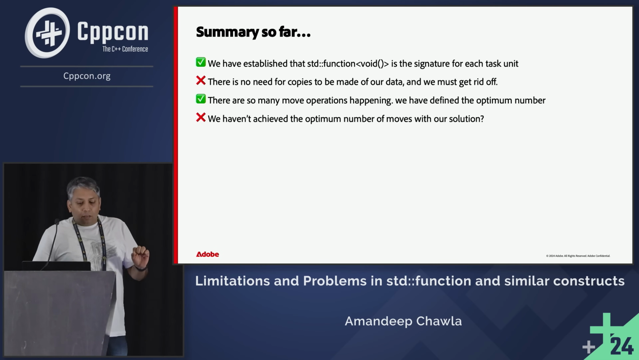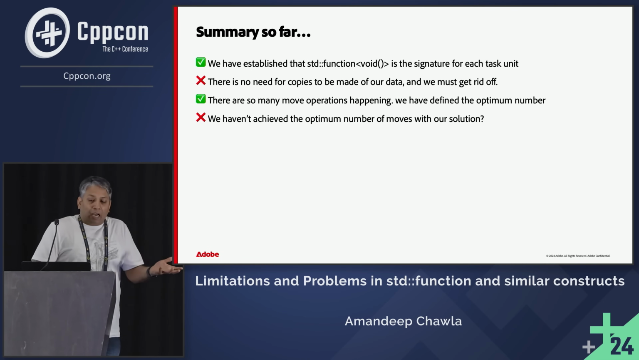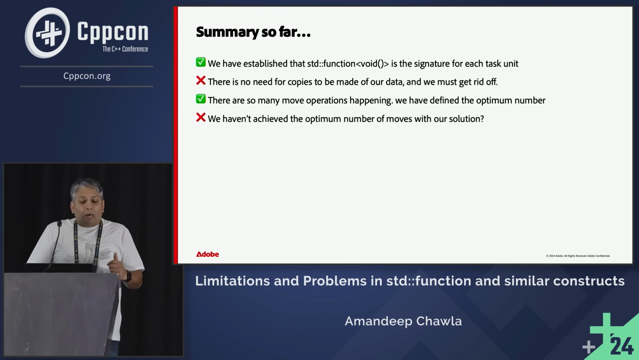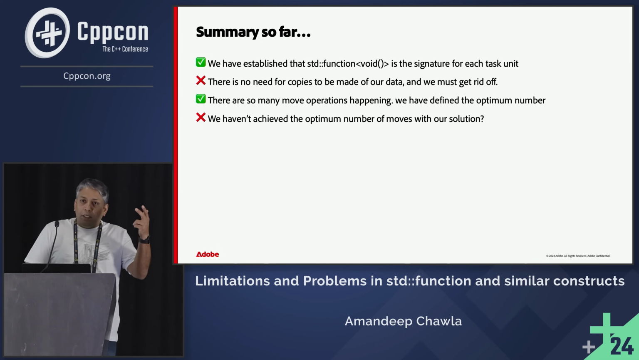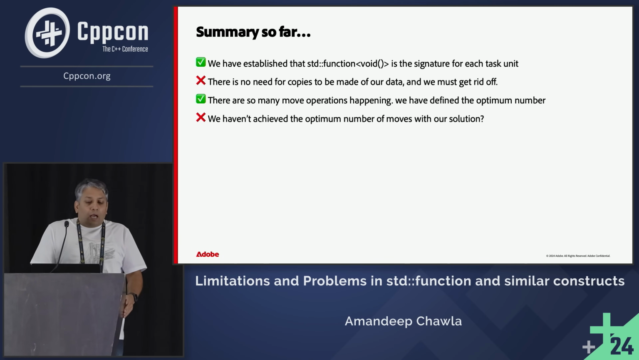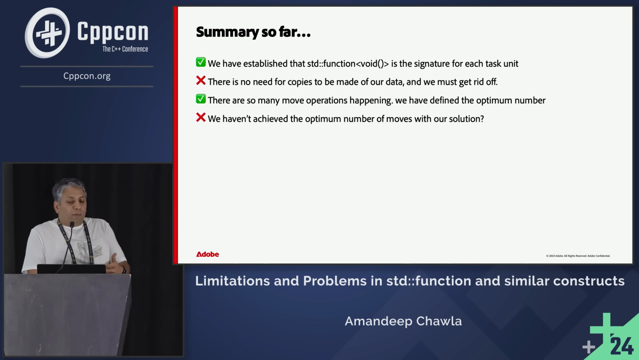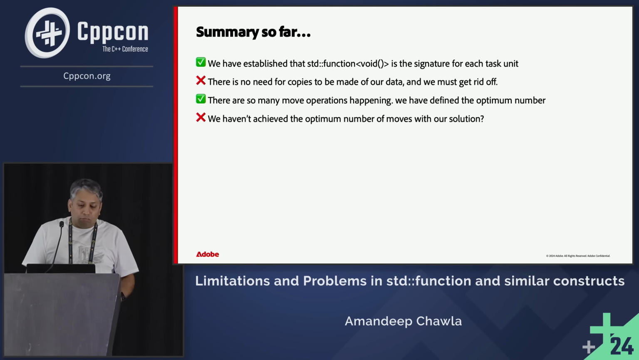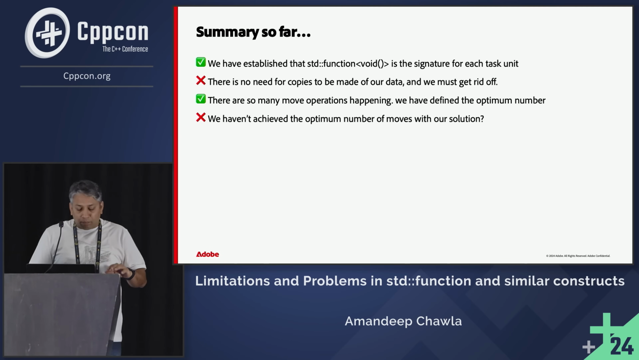Any other questions? Good. So, summary so far. First one is done. With our solution, we haven't yet been able to resolve copies. But what we have been able to establish is the optimum number of moves. Like we said, 3, 2, 2, and 4 on the captured one. And we haven't achieved those optimum numbers of moves with our solution, because it's not working. It has a lot of moves and copies.